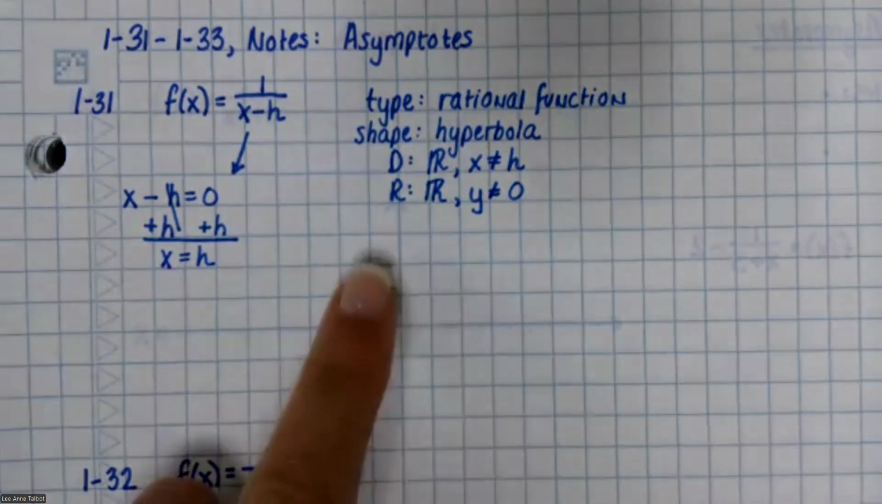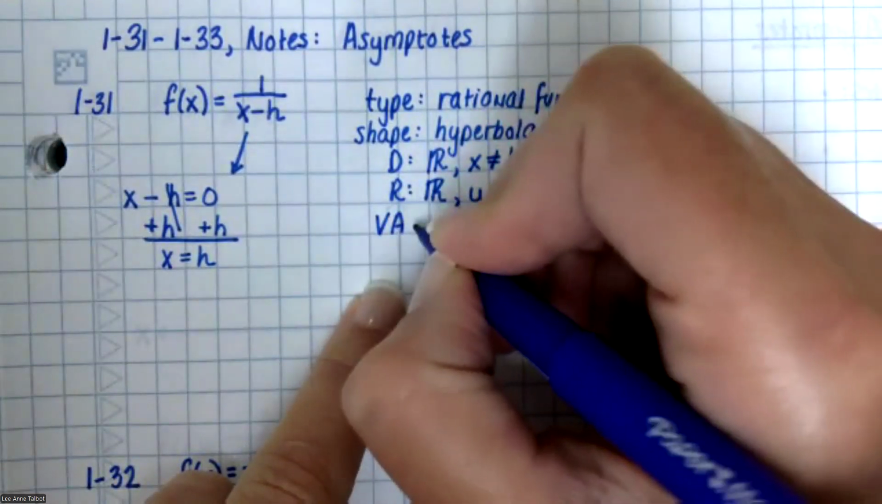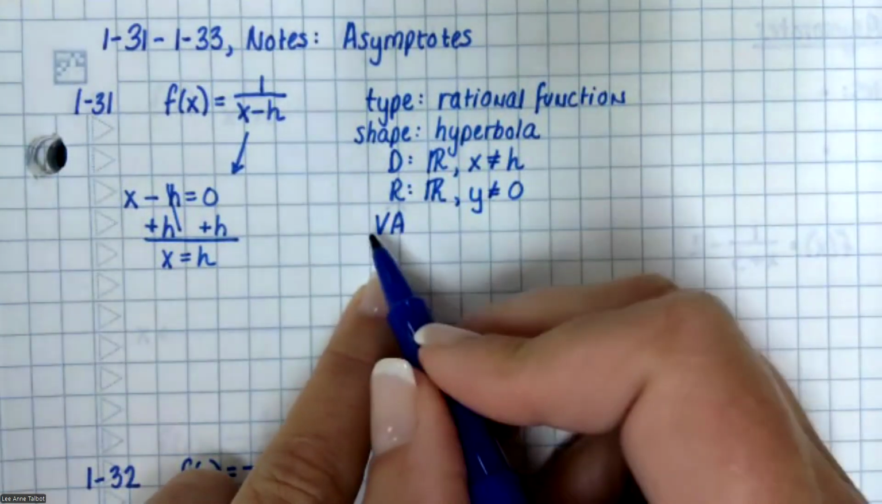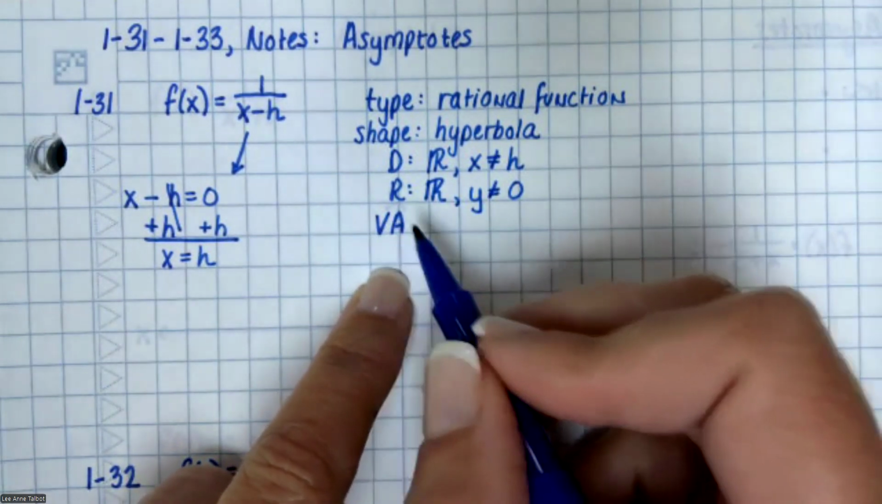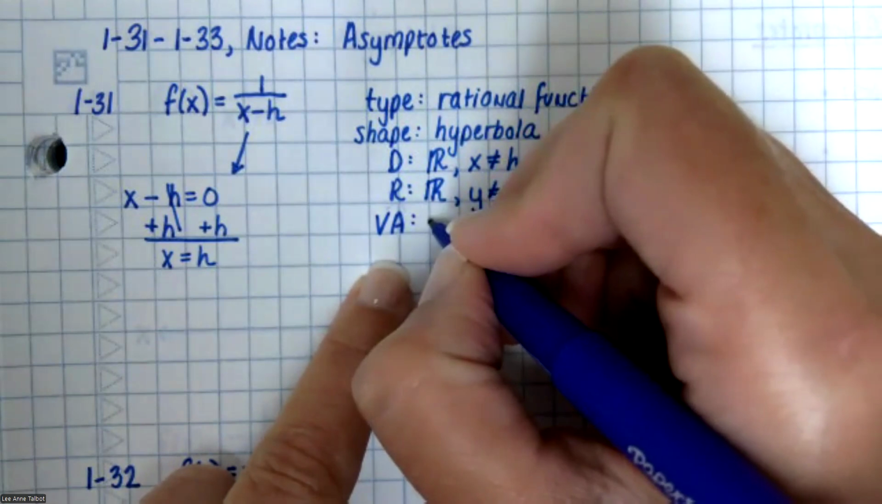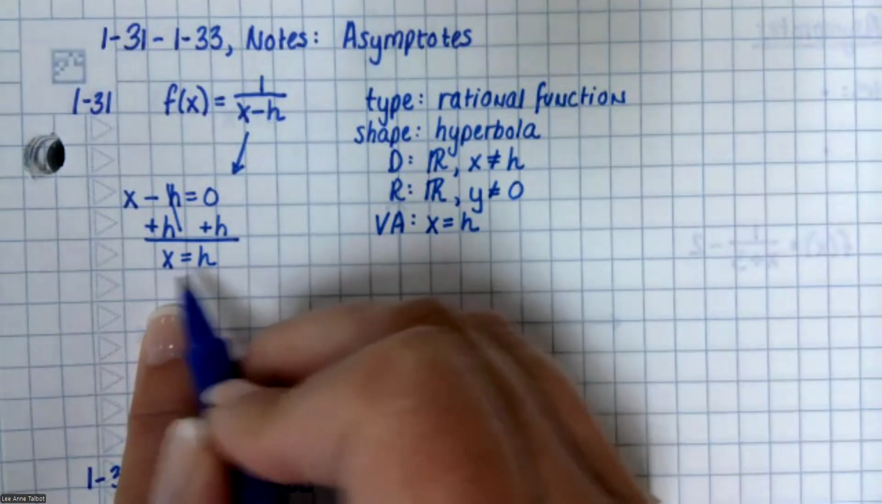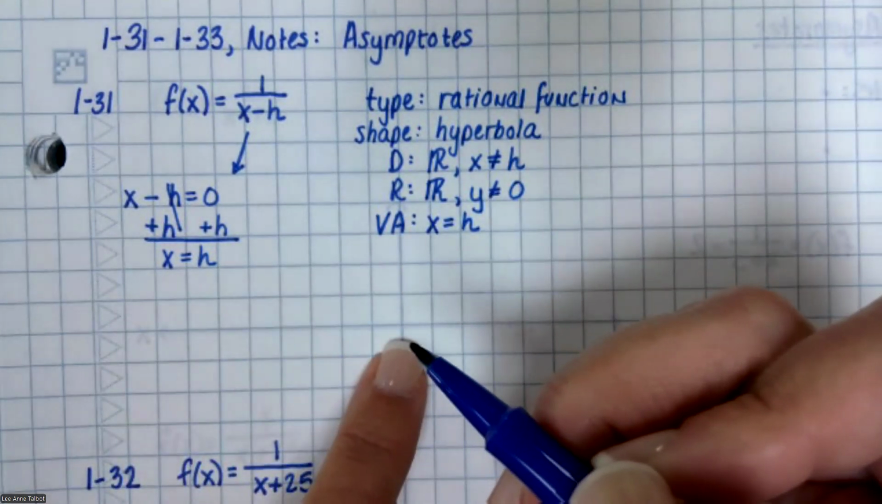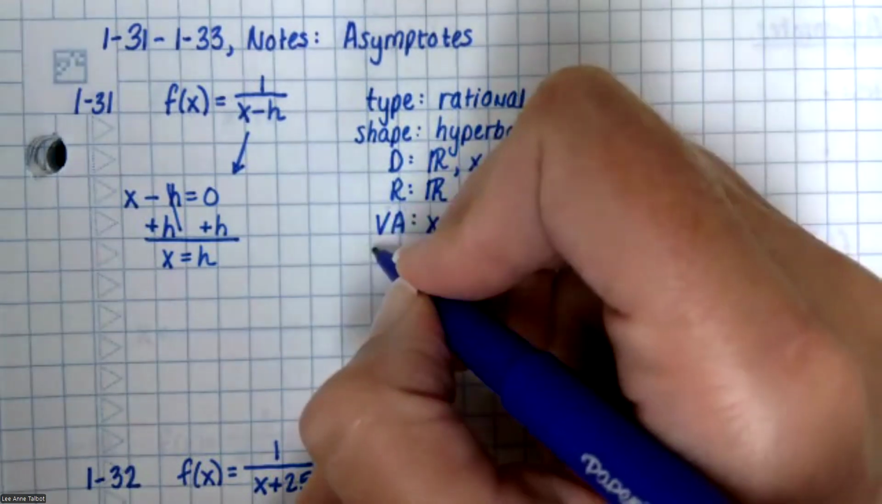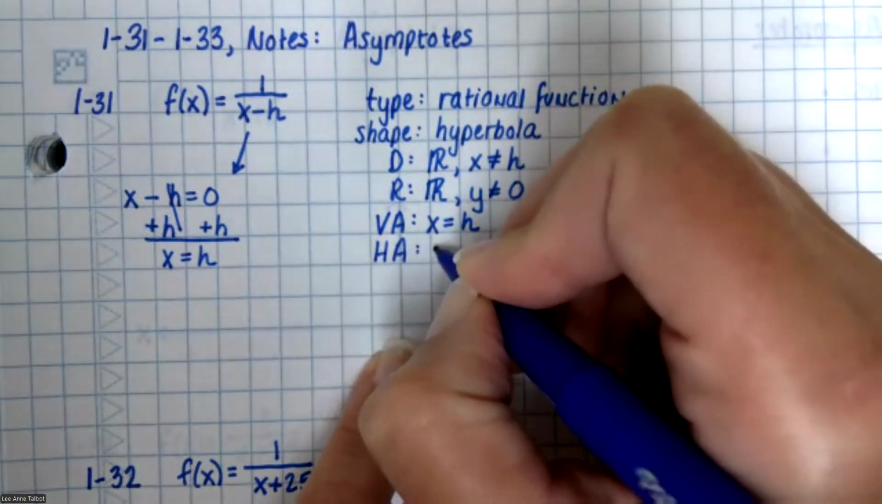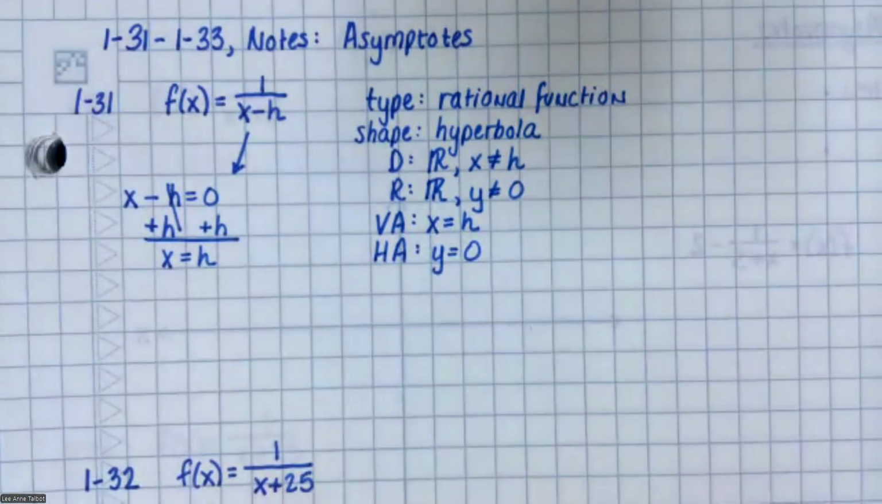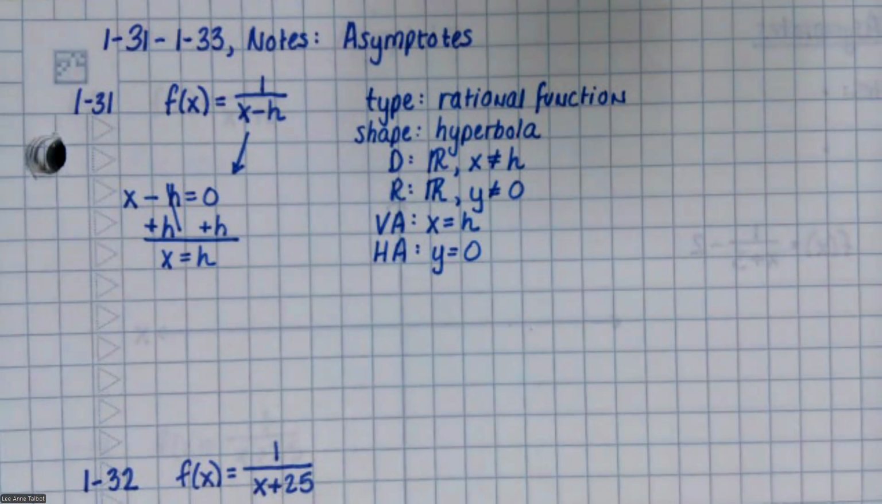Okay, what else do we know? We know there's a vertical asymptote. I'm going to say VA because I'm lazy, but this stands for vertical asymptote at x equals h. It's whatever this is right here. And there's a horizontal asymptote at y equals 0 for now. Do you guys see that the domain kind of matches the vertical asymptote and the range kind of matches the horizontal asymptote? Yeah. Okay, so that should help you.